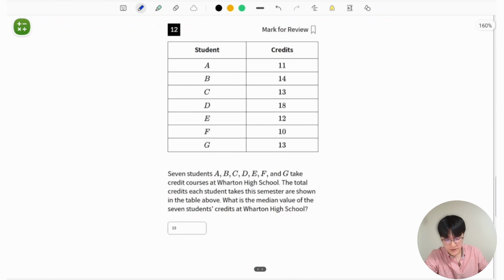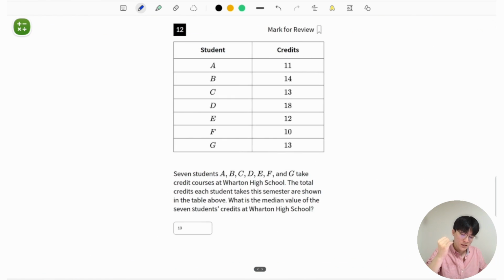Question 12. 7 students A, B, C, D, E, F, and G take credit courses at Wharton High School. The total credits each student takes this semester are shown in the table above. What is the median value of the 7 students' credits at Wharton High School? So if we want to find the median value, what do we want to do? We want to organize the values from lowest to highest and start eliminating left, right, left, right, left, right until we get to the middle man.